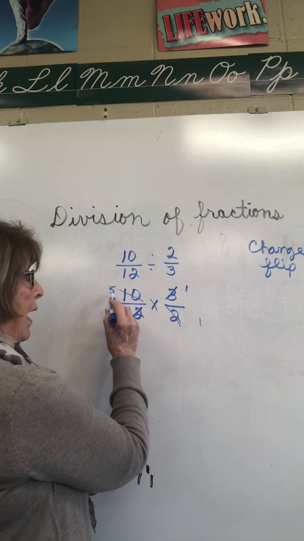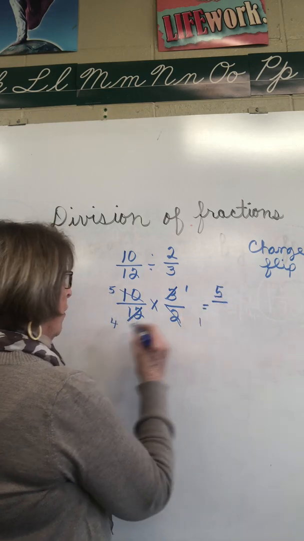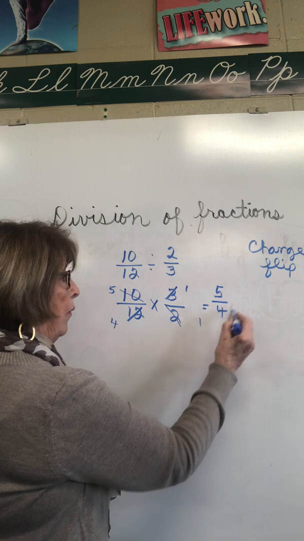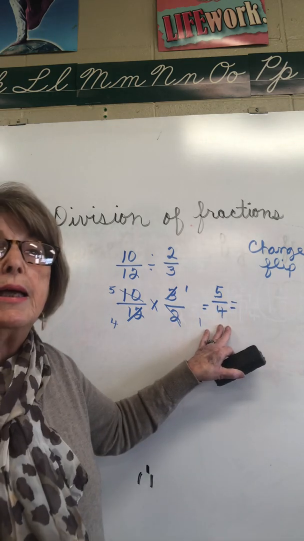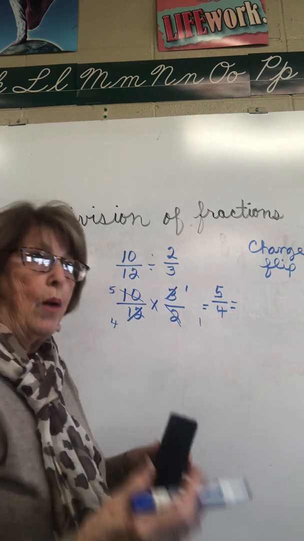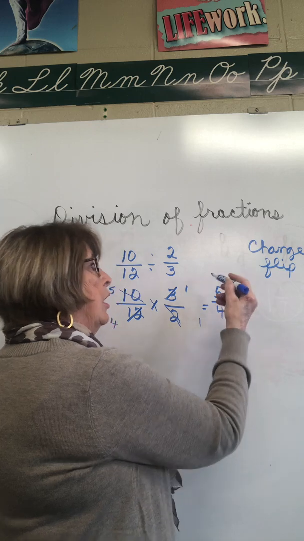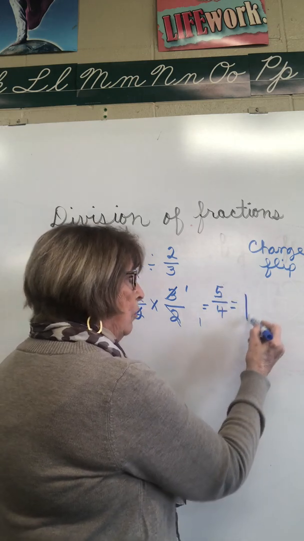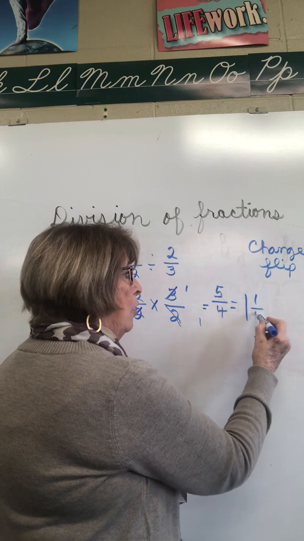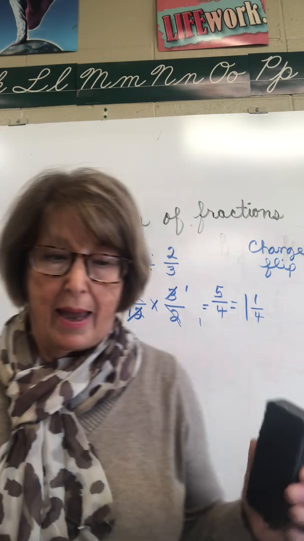Now I multiply. 5 times 1 is 5. 4 times 1 is 4. Now think, what kind of fraction is 5/4? It's an improper fraction. So I know I have to change it by dividing my denominator into my numerator. 4 will go into 5 one whole time. I have 1 left over. 1 1/4 would be my answer.